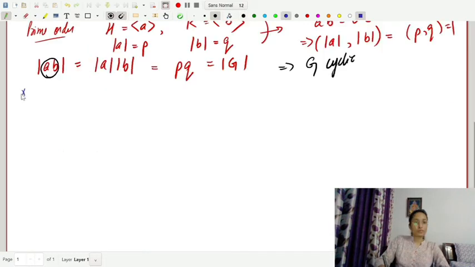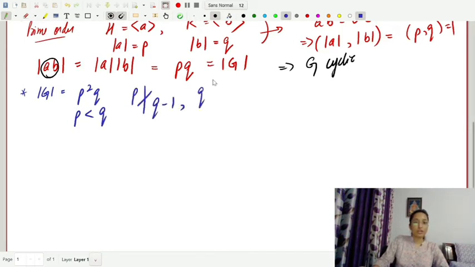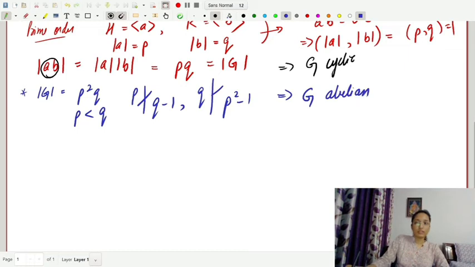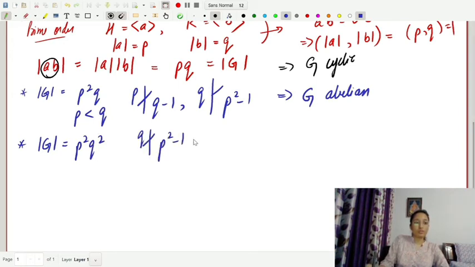For order of G equal to P square Q, where P is less than Q, such that P doesn't divide Q minus 1 and Q doesn't divide P square minus 1, G is abelian. Another result which we have is order of G equal to P square Q square, such that Q doesn't divide P square minus 1 and P doesn't divide Q square minus 1, implies G is abelian.